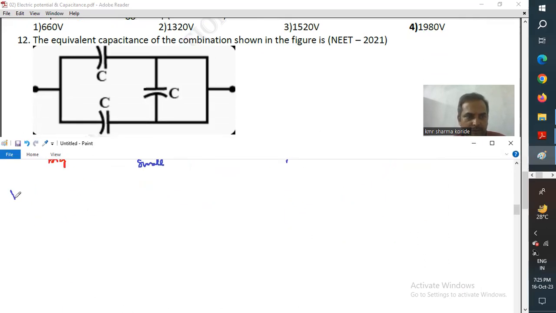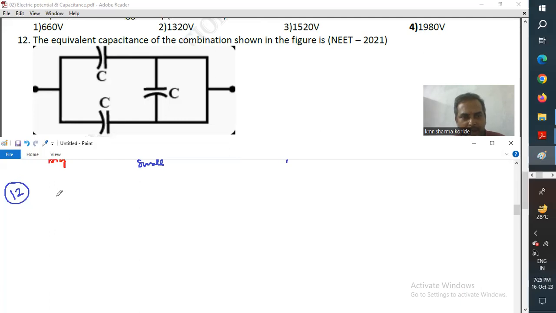Question number 12. The equivalent capacitance of the combination shown in the figure. So this is given in NEET 21. Remember this particular capacitor is shorted, so therefore it is in inactive mode. So only need to consider these two capacitors.